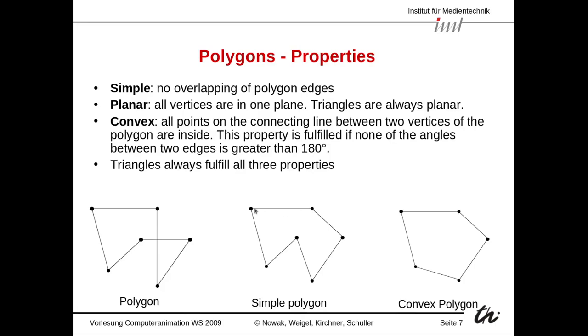Right, so you can see a few examples. So here we have a polygon which has overlapping edges. Right, so that's not a simple polygon. This is a simple polygon, but it's not convex because here this point goes inside the connecting line.